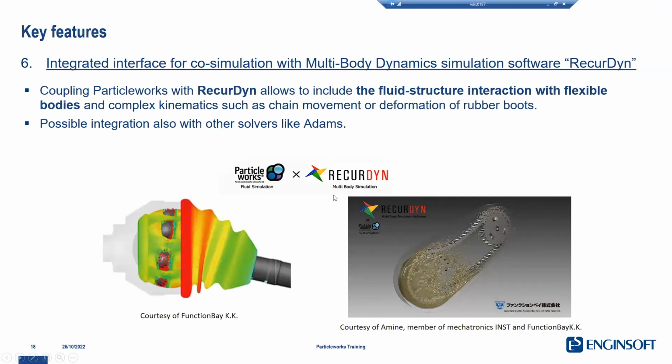One coupling, for instance, is with this multi-body simulator that is called Recurdyne. Recurdyne does the multi-bodies. So for instance, in this application, we have a chain that is modeled with the full 6 degrees of freedom in interaction with the gears. And then we have the co-simulation with Particleworks and Recurdyne. So basically the fluid is influenced by the position of the solid and vice versa. The solid feels the forces and the hindering effect of the fluid. So we have this kind of multi-body dynamics coupling that could be very interesting in some cases.